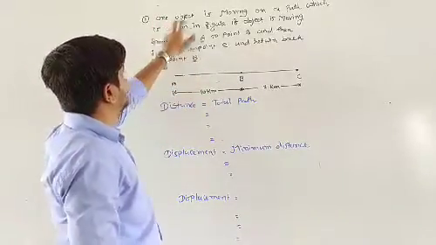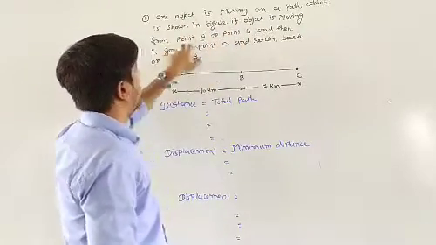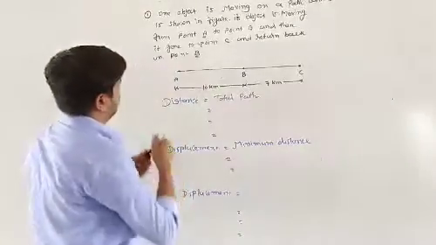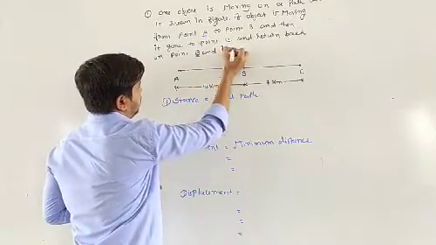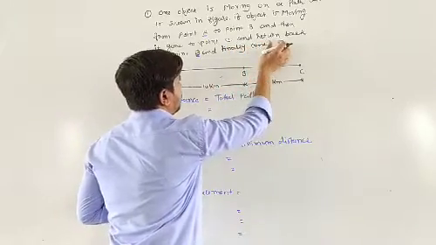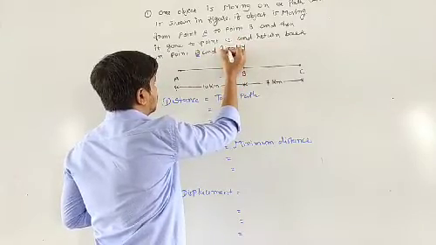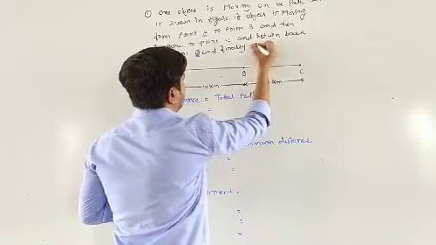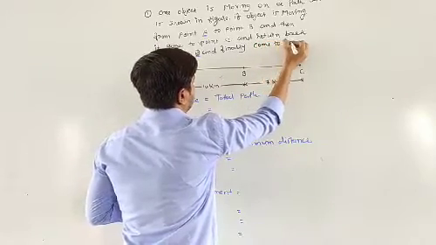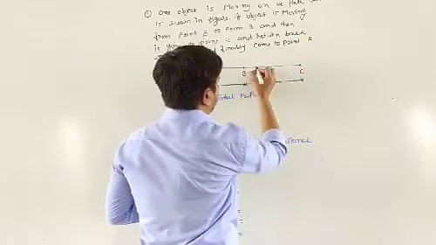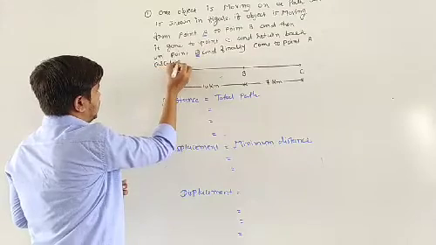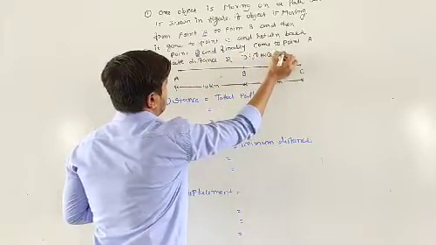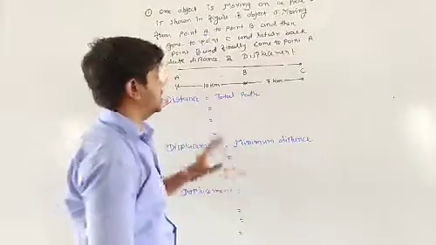Now, I extend it. Okay? An object is moving on a path which is shown in the figure. The object moves from point A to point B, then goes to point C, returns back to point A. Finally, calculate distance and displacement. Now you can easily understand the total path.